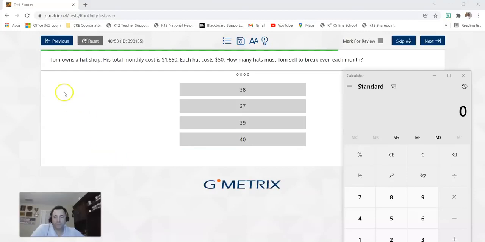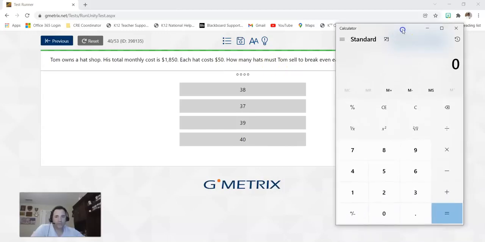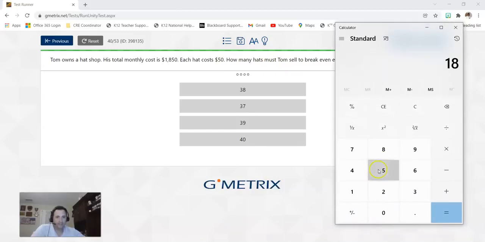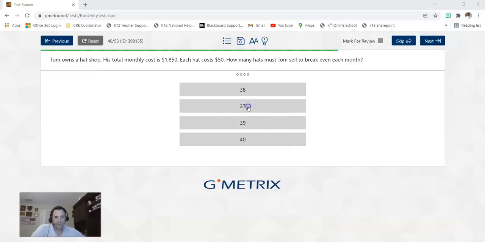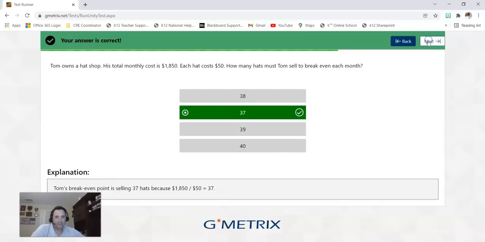All right, same question with different numbers. Tom owns a hat shop. His total monthly cost is $1,850. Each hat costs $50. How many hats must Tom sell to break even each month? So we have to take $1,850, which is the cost of doing business, divided by the cost of the hat, which is $50. So you must sell 37 hats in order to break even before any profit is made.